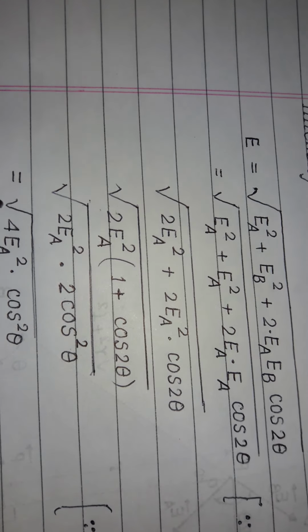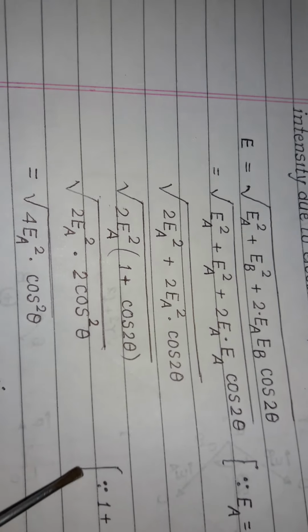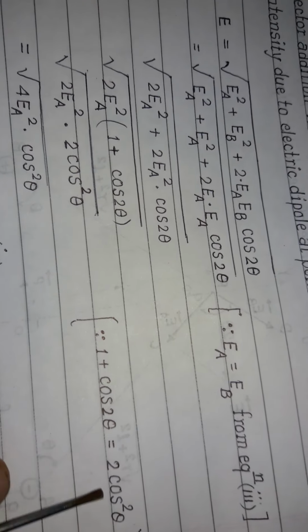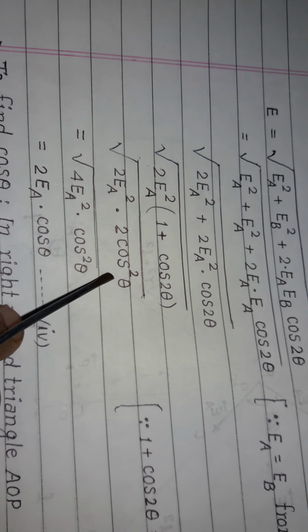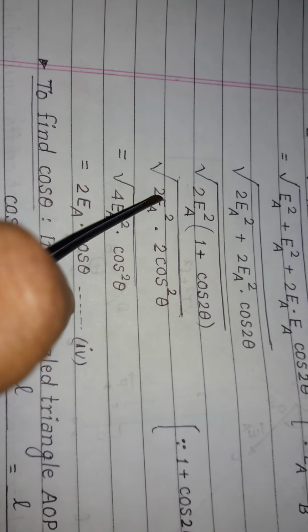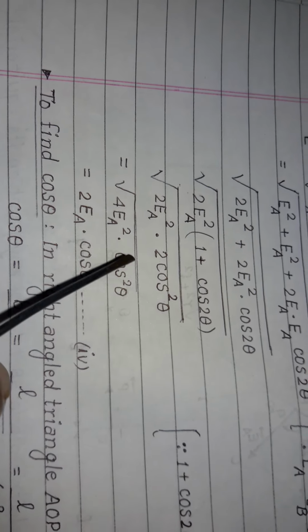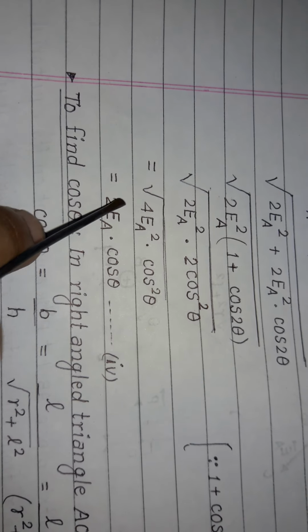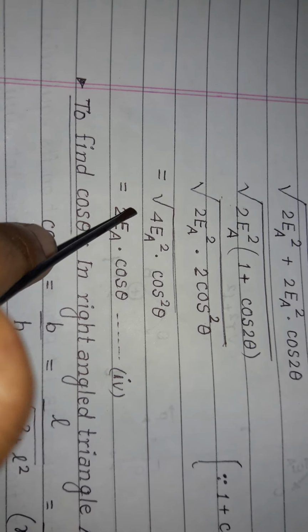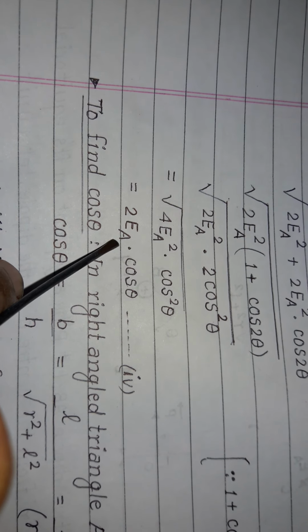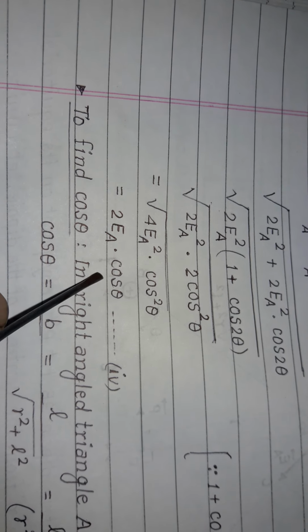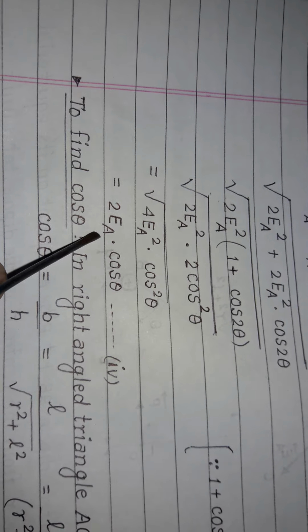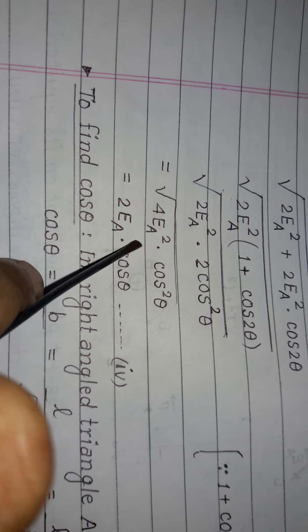So in the next step, from the formula 1 plus cos 2 theta equal to 2 cos square theta, in place of 1 plus cos 2 theta we can write 2 cos square theta. In the next step, 2 into 2 is 4 E_A square cos square theta. On removing the square root, it will be 2 E_A cos theta. Now we will find the value of cos theta, and the value of E_A we know. We will put the value of cos theta, so we will get the electric field intensity at point P.